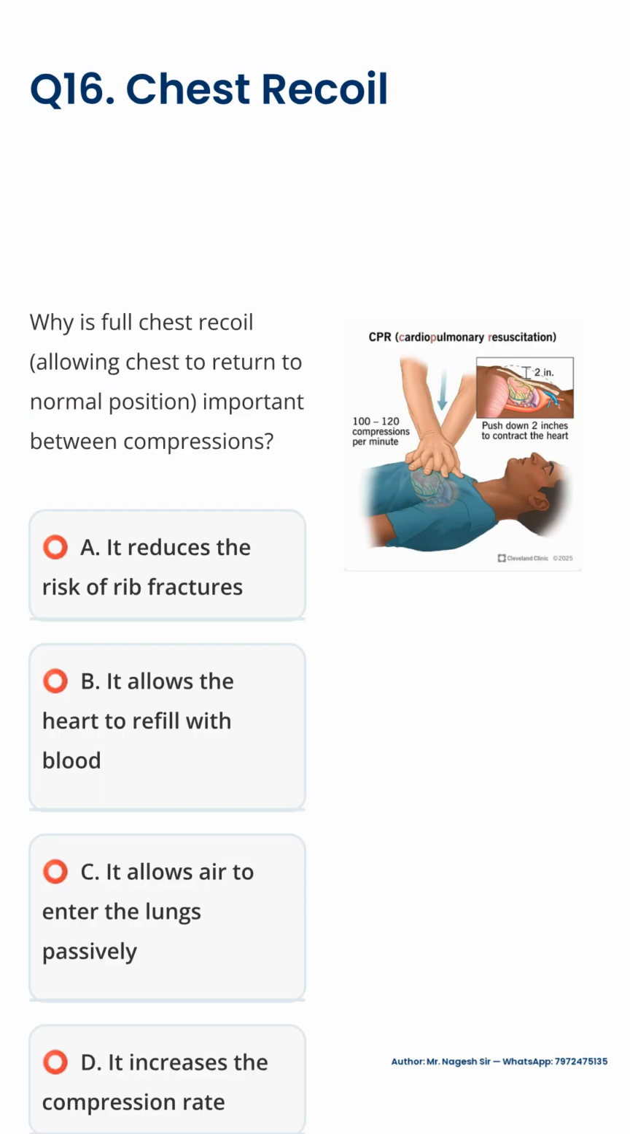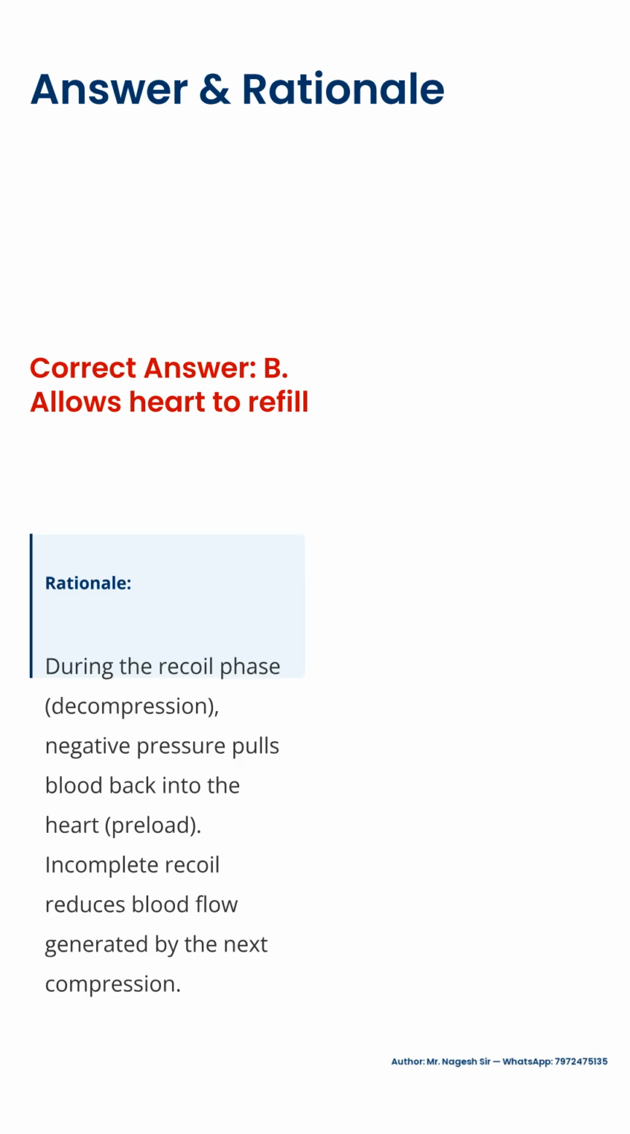Question 16. Chest recoil. Why is full chest recoil, allowing the chest to return to its normal position, important between compressions? The correct answer is B. It allows the heart to refill with blood. During recoil, negative pressure pulls blood back into the heart, and incomplete recoil reduces blood flow generated by the next compression.